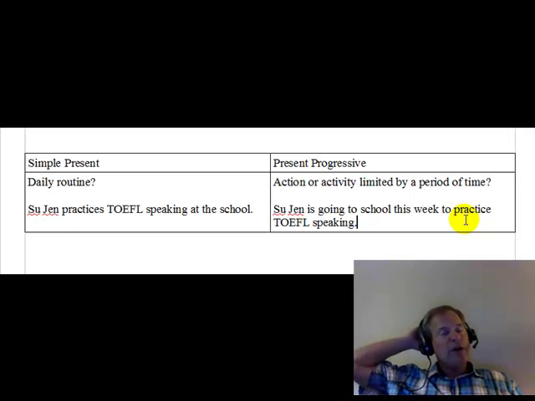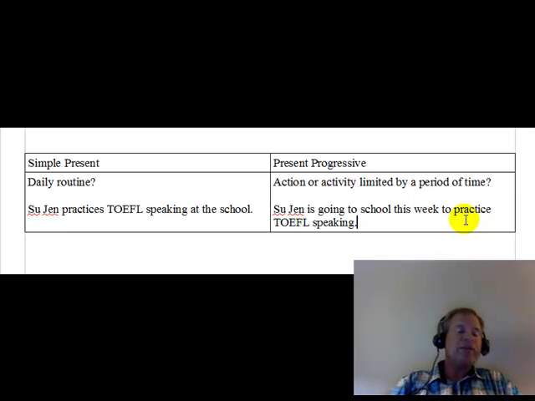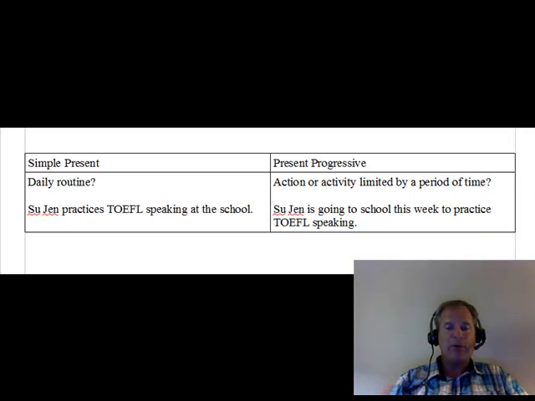So then my question here is if you're talking about a daily routine, the simple present probably is going to work better. If you're discussing an action or activity which is limited by a period of time, the present progressive is probably going to work better for you.